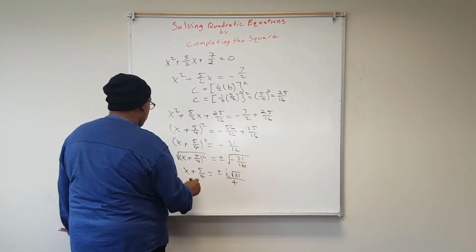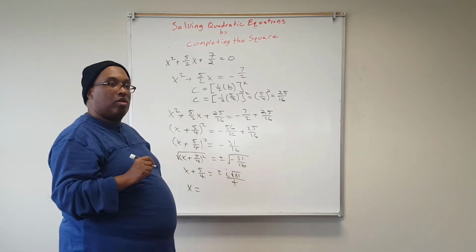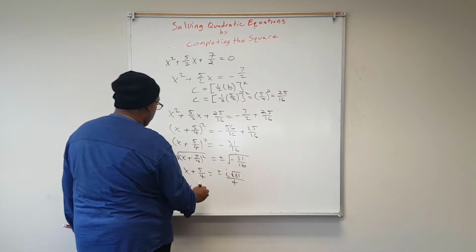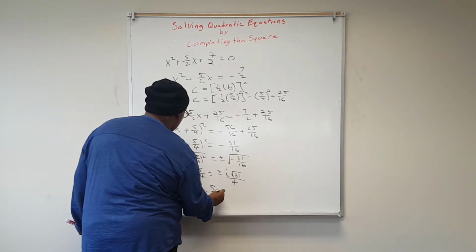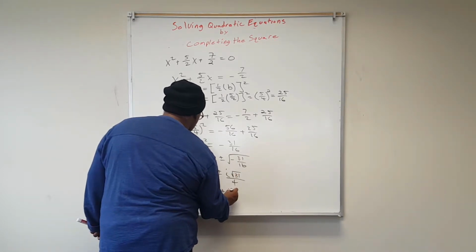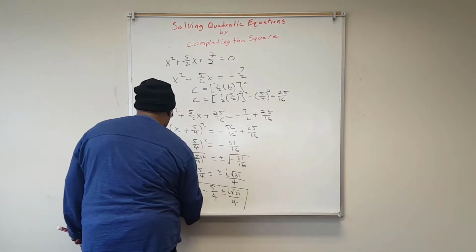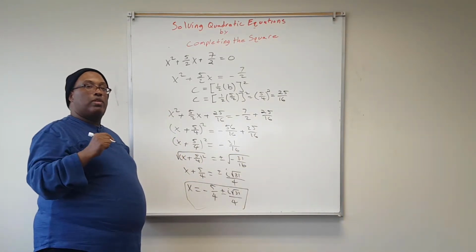Now I move this over, and when you have a complex answer, it's always the real part first. So when I move this over, it becomes negative 5/4. Then plus or minus the imaginary part, i root 31 all over 4. This is our answer, and I'll be back with another example.